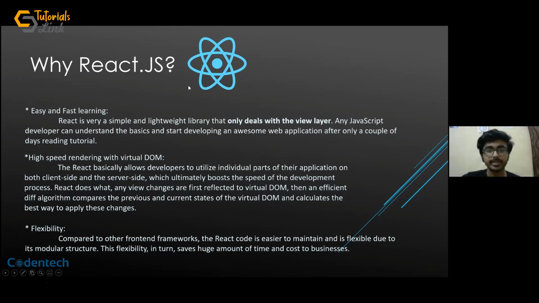Next we talk about is flexibility. Compared to other front-end frameworks, the React code is easier to maintain and is flexible due to its modular structure. This flexibility in turn saves a huge amount of time and cost to business. So as the line suggests, whatever code you write in React.js is all in a modular structure. Like let's say you have index.html, then you create components, then you create, let's say, the API section, and you can divide everything into different sections, which makes it flexible.